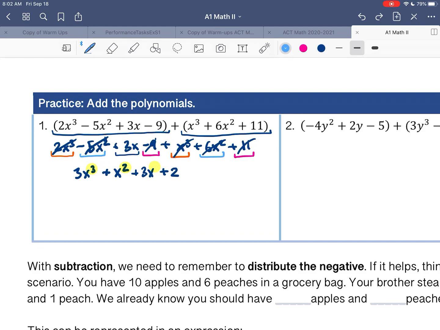The other thing that I want to note here, just to practice our vocabulary, is that the degree of this polynomial that we just added together is 3, because that is the highest power of x that we have in this polynomial, so the degree is 3.